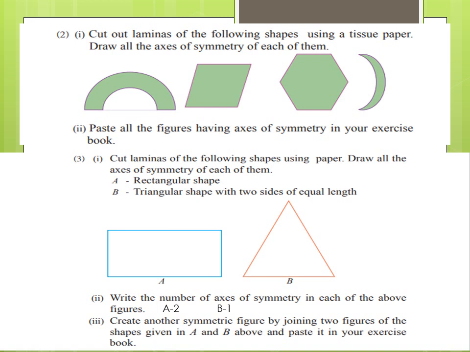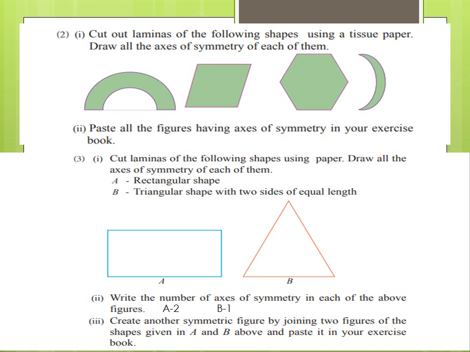II. Paste all the figures having axes of symmetry in your exercise book. So guys, there is a half of a circle, a rhombus, a hexagon, and something like a moon. Over here they are telling you to cut them out with tissue paper, draw all the axes of symmetry, and paste them in your exercise book.